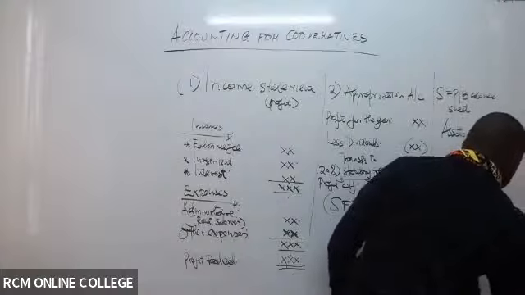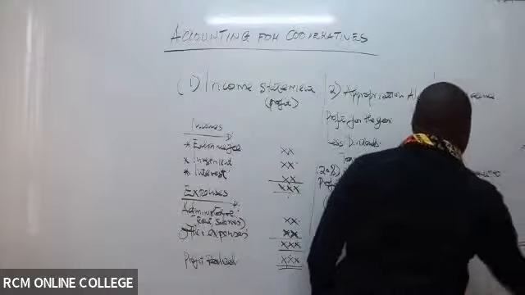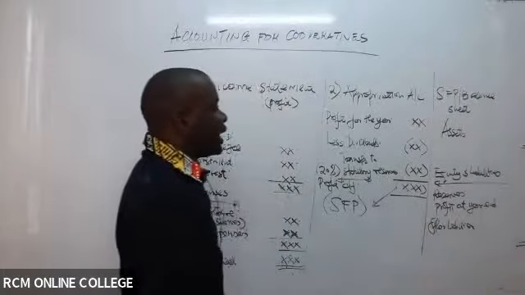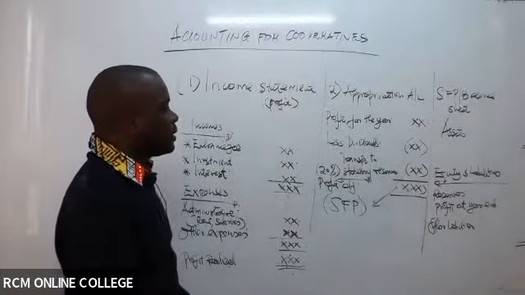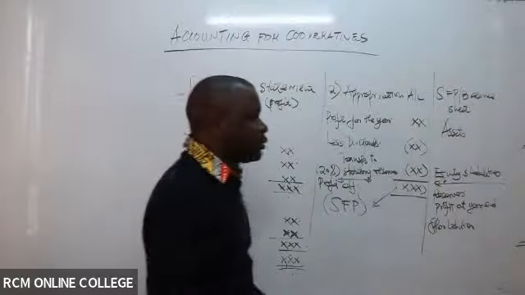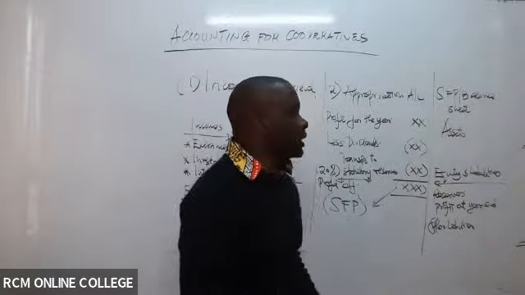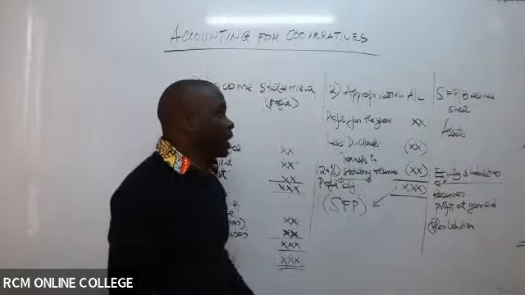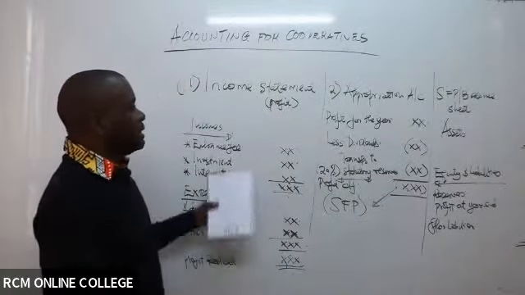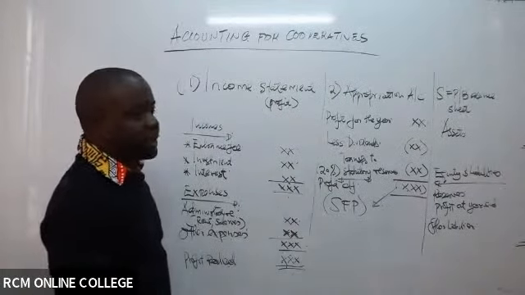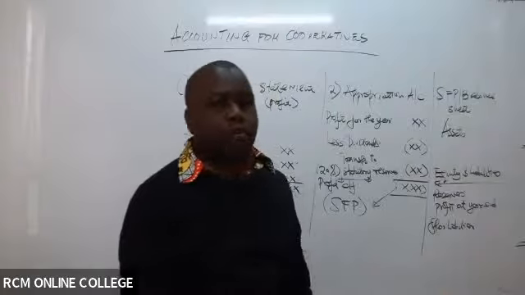Then of course you'll be able to have your balance sheet. Part of the assets, or some of the kind of assets that will be in a cooperative society, you're going to see them as we look at the example. So these are the key books of accounts, or financial statements, to be maintained by a cooperative society.